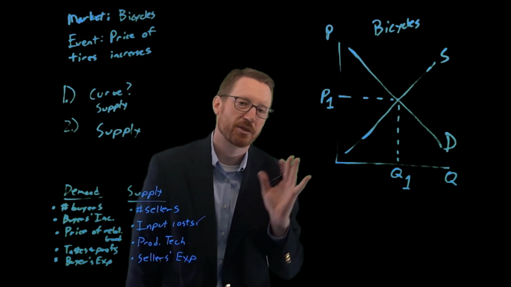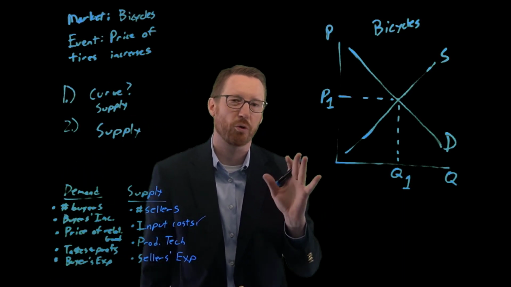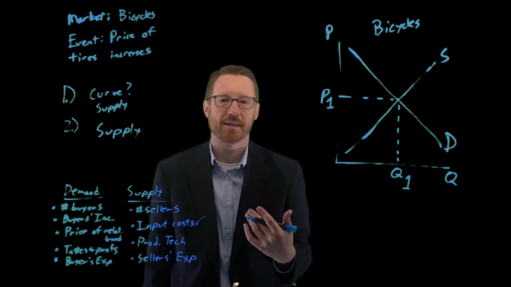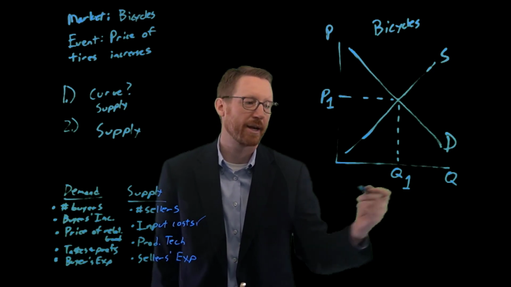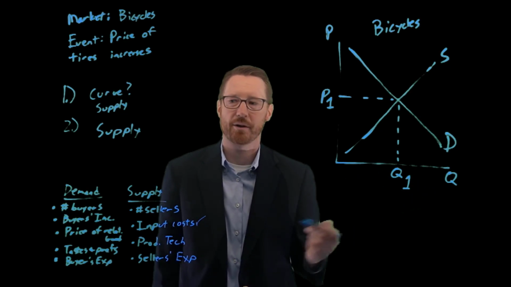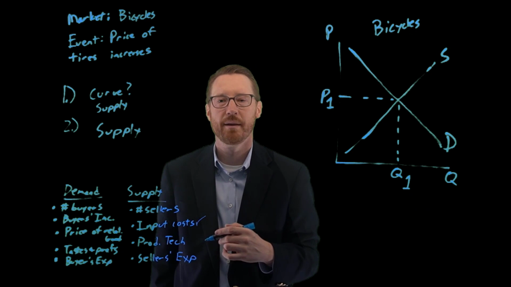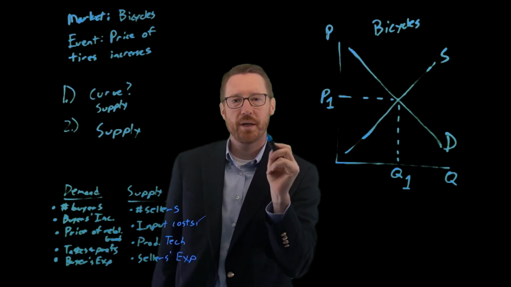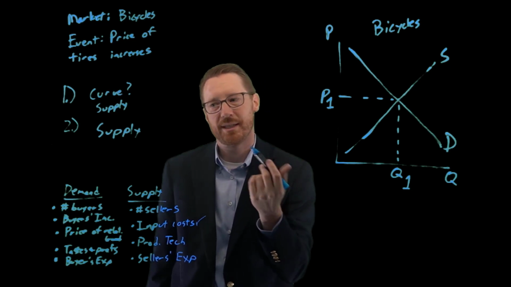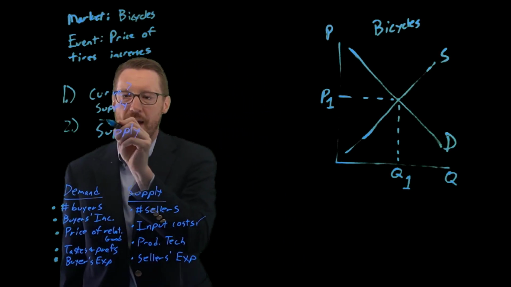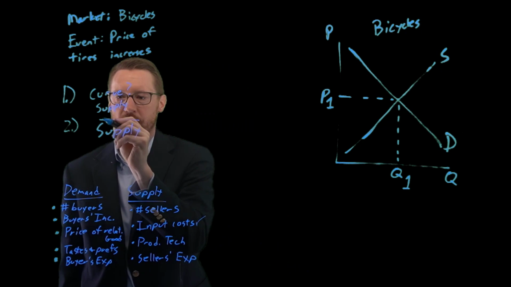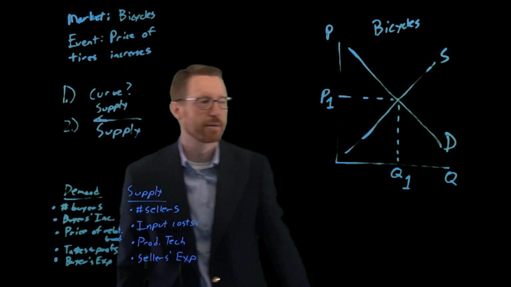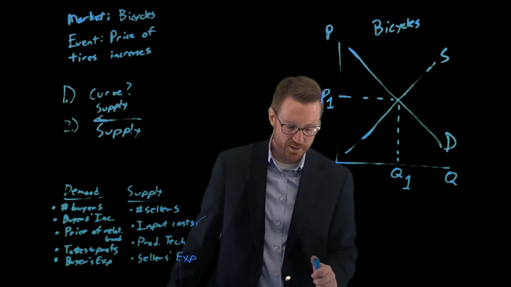Remember, sellers can't necessarily control price. They're taking it as given. So how do they respond? They respond by changing their quantity. So this is a story about the supply curve moving left or right. If the price of tires increases, we know that supply is going to decrease, which means supply is going to shift to the left. It's going to shift to the left. So what is our next step?